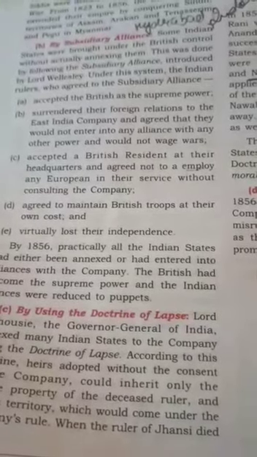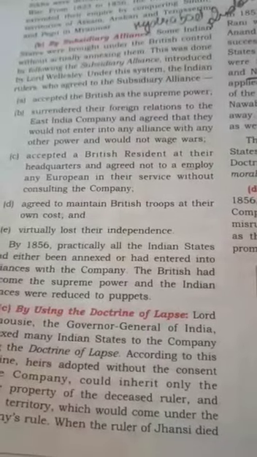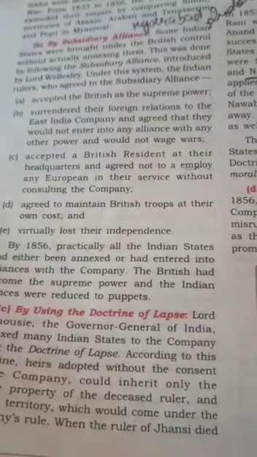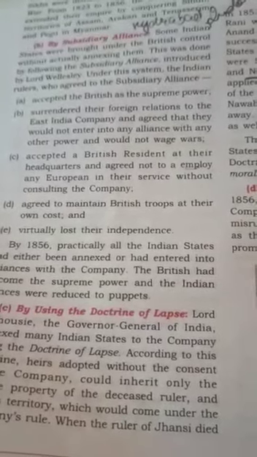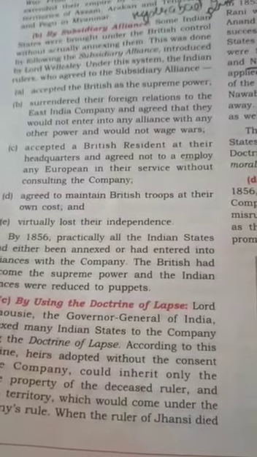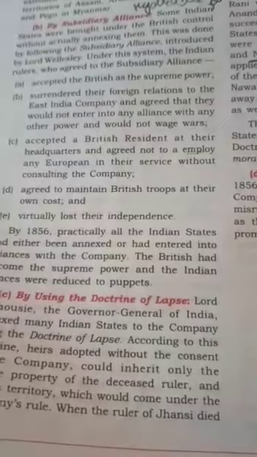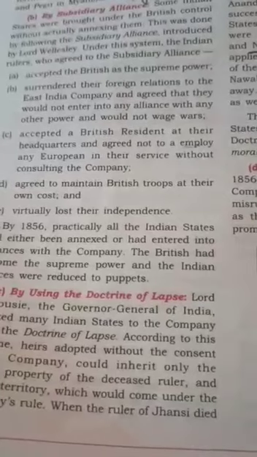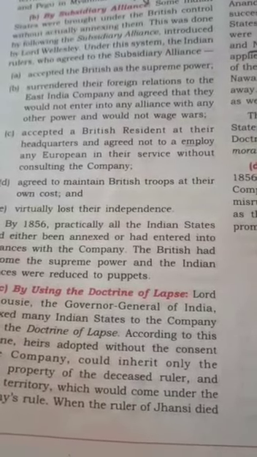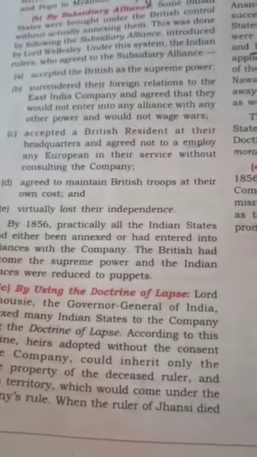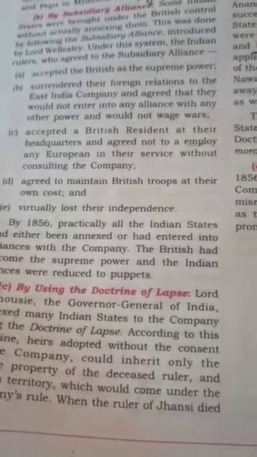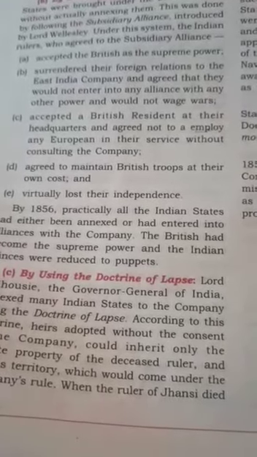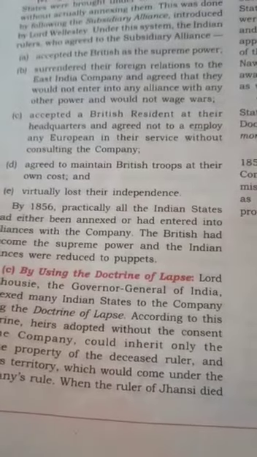They will keep the army in their kingdom, and whatever facilities or living expenses are needed will be borne by those kingdoms. And the last point, they virtually lost their independence automatically when they signed the subsidiary alliances and agreed upon these points. So on the namesake only, they will remain the king or the rulers, but all the decisions will be taken by the British Empire. So this was the subsidiary alliances.